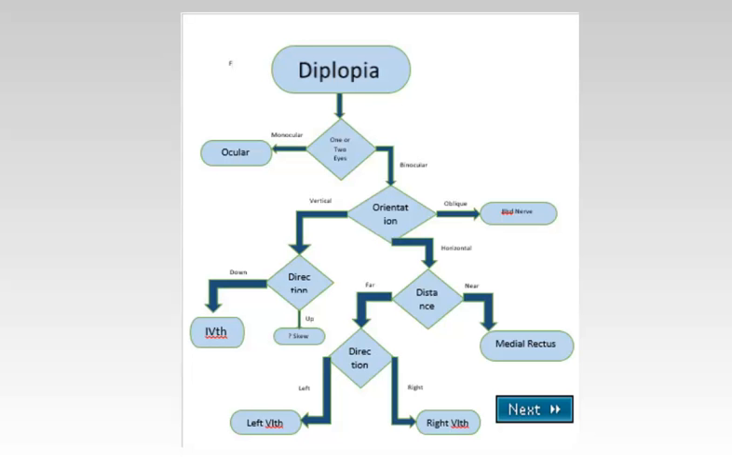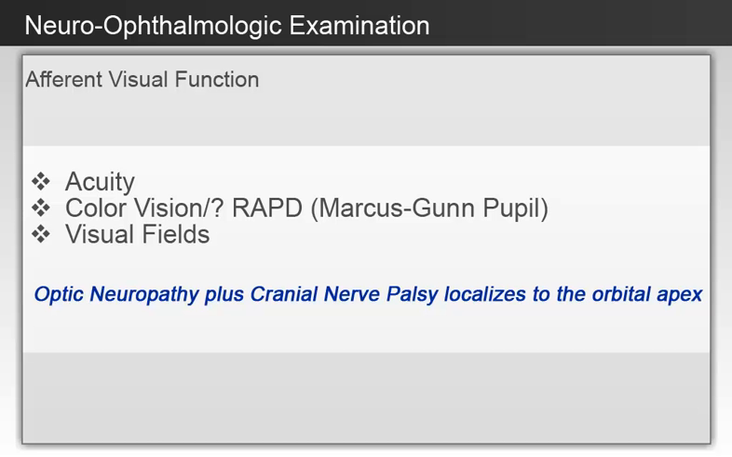This current slide is just a graphical depiction of the algorithm that you can use to approach the diplopia to determine whether or not, by history, you can isolate the problem to one of the oculomotor nerves. Having completed the history, the next step in the evaluation would be to perform a neuro-ophthalmological examination.